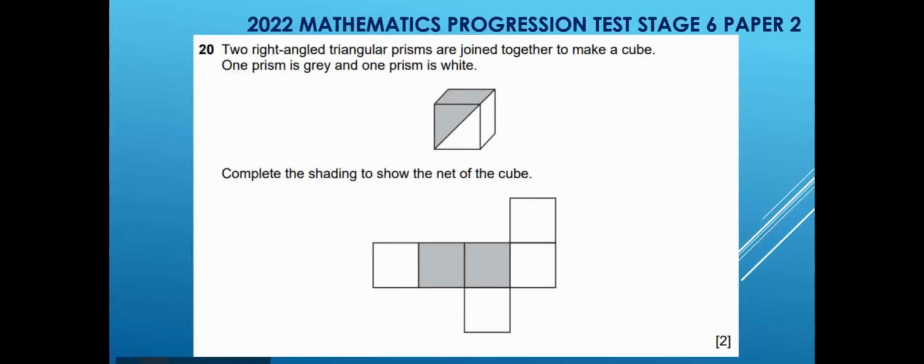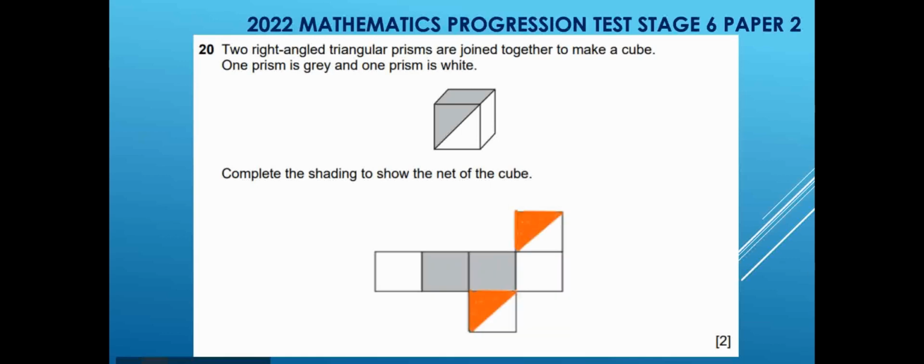Question 20. 2 right-angled triangular prisms are joined together to make a cube. One prism is gray and the other is white. Complete the shading to show the net of the cube. If you have this paper printout, you can do it more practically. Alright, 10 seconds from now. 10, 9, 8, 7, 6, 5, 4, 3, 2, 1. So if you're not finished, you may pause this video.